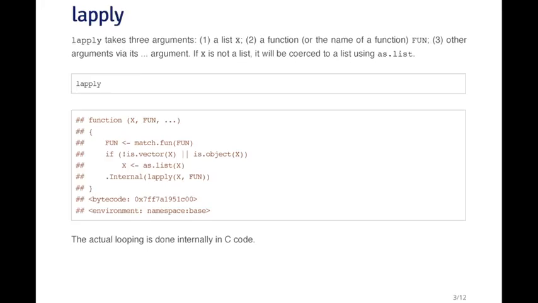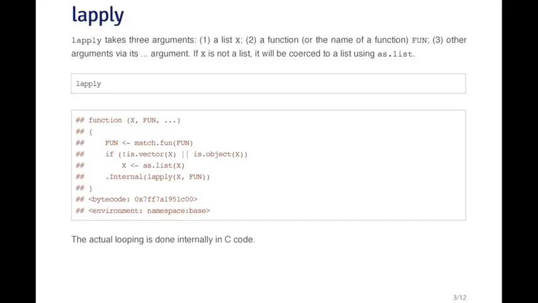So lapply takes three arguments. The first argument is a list, which is called x. The second argument is a function, or the name of a function. And then there are other arguments that can be passed through the ... argument. The ... argument is used to pass arguments that go with the function that's being applied to each of the elements of the list. If x is not a list, then it will be coerced to a list if possible. If it's not possible to coerce the object to a list, then you'll get an error.